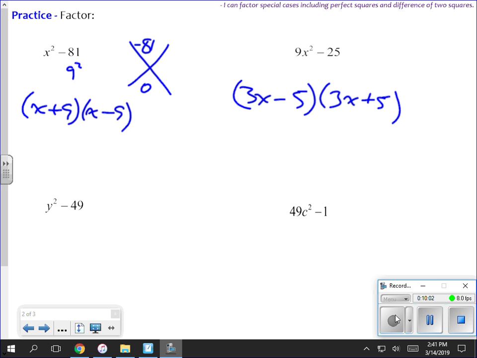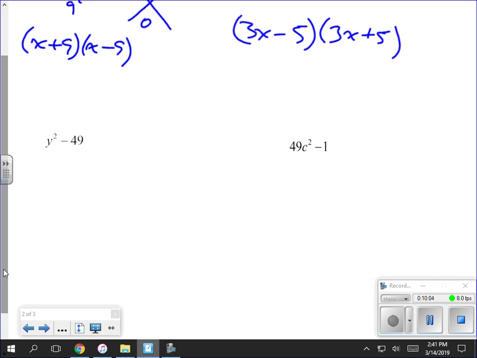Okay, so let's finish this up. We get y squared here. We have 7 squared for the second one. So it's y minus 7, y plus 7. And once again, you could have these two swapped. Put the plus 7 in the front and the minus 7 in the back. It doesn't matter which one comes first.